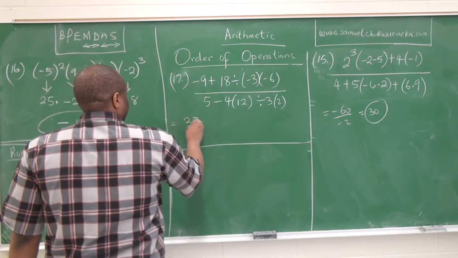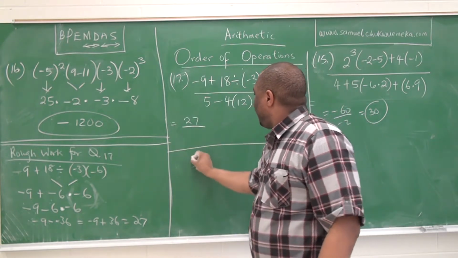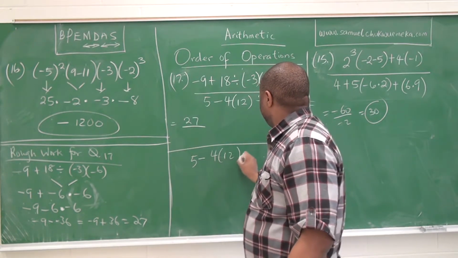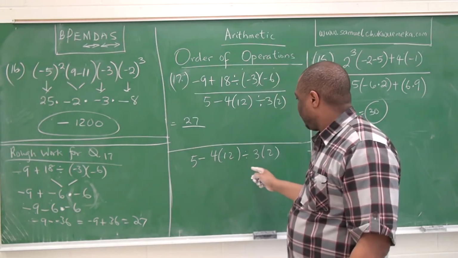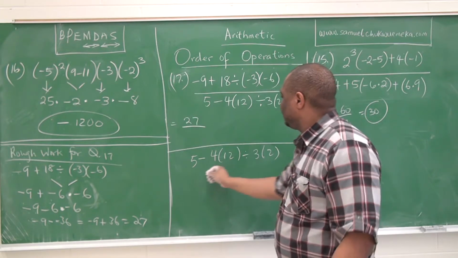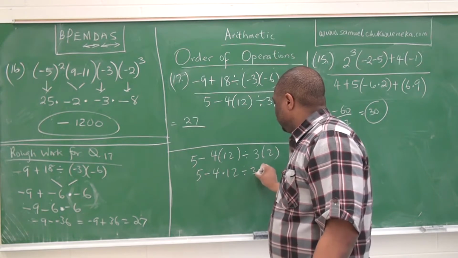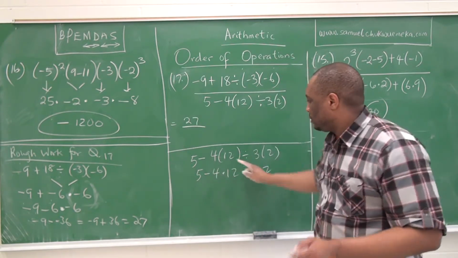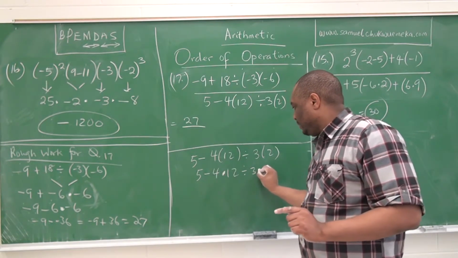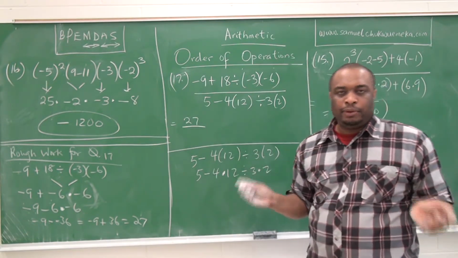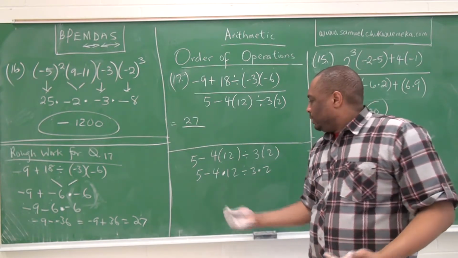This is 27 over. Then here, 5 minus 4 times 12 divided by 3 times 2. This means 5 minus 4 times 12 divided by 3 times 2. Sometimes when you have this, just the parentheses confuses, put multiplication instead rather than the parentheses because it confuses sometimes.